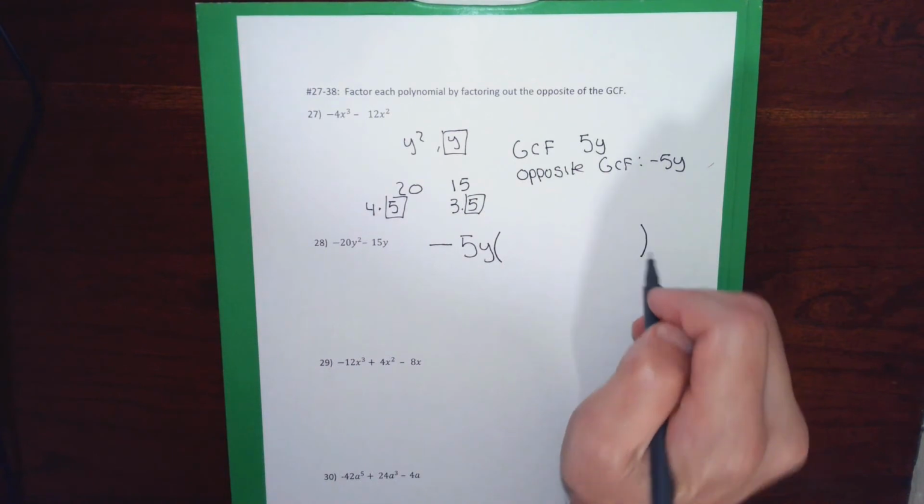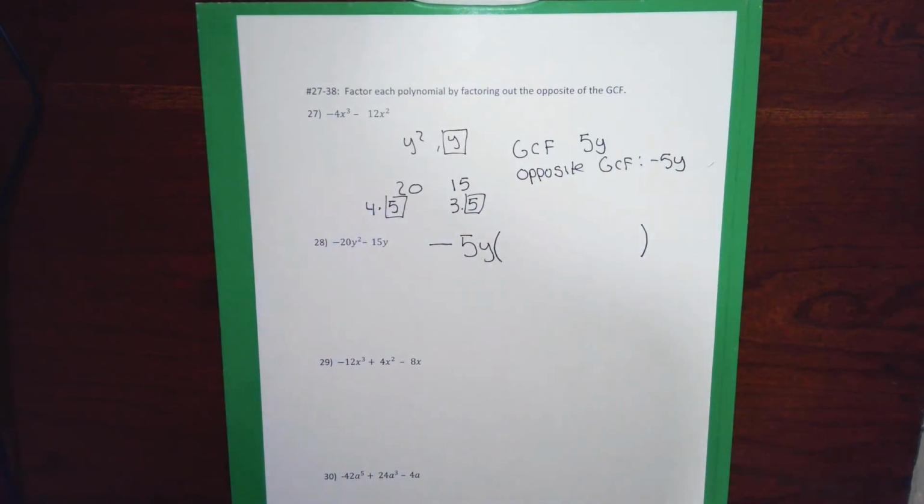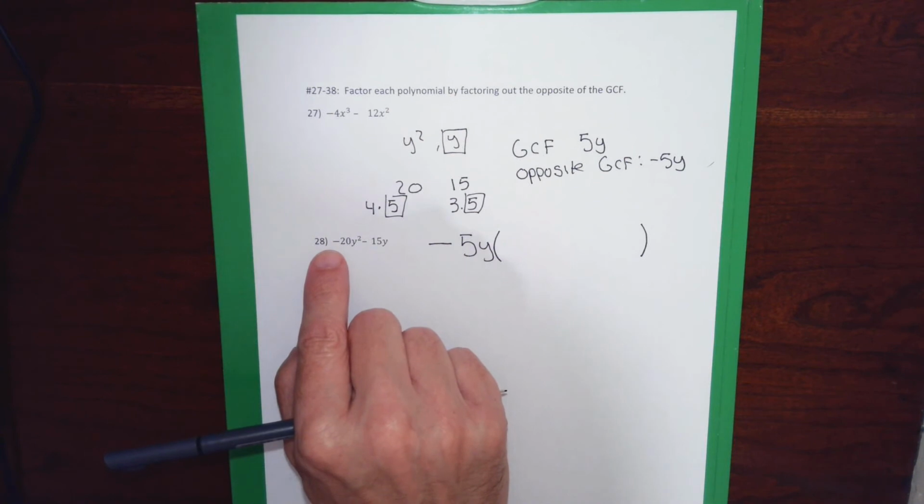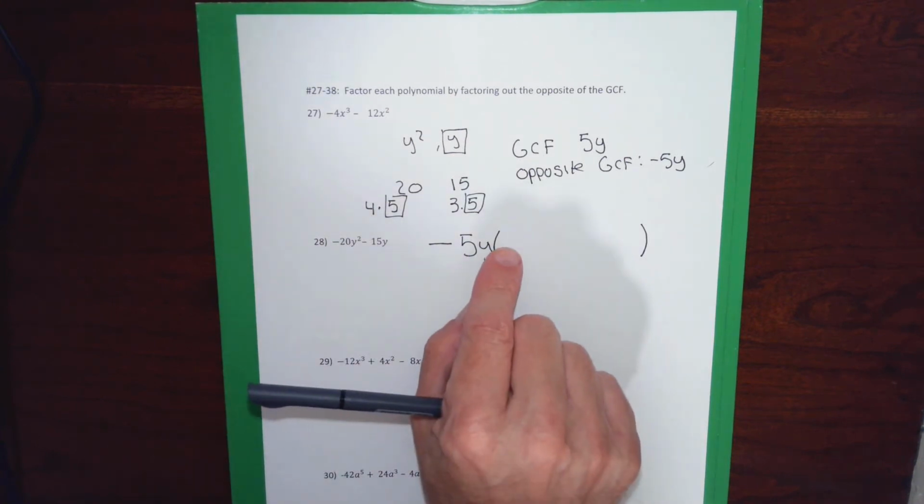I don't know how well it's going to work, but we need to get to that point. So immediately when I put the opposite of the greatest common factor inside a parentheses, I have to decide what goes in front inside the parentheses. I factored out a negative, so my negative sign here is going to change to positive. So my first sign would be positive, but I don't need to write a plus sign. It's going to be as assumed.